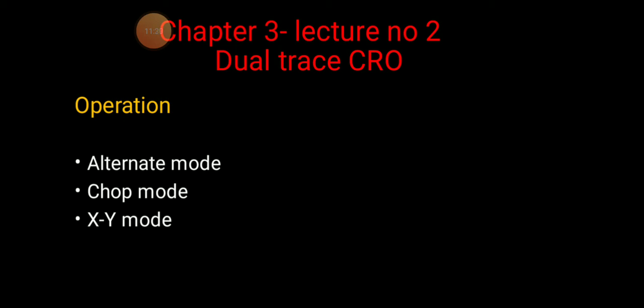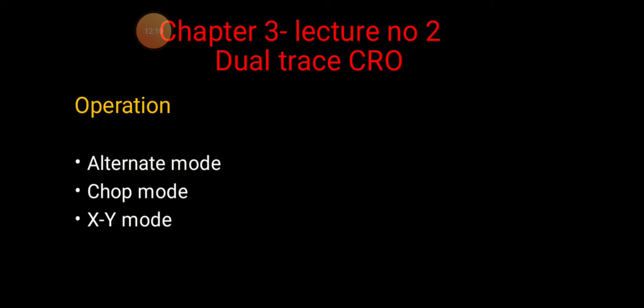Again, it consists of 3 modes. First one is the alternate mode, second one is the chop mode, third one is the XY mode. So what is dual trace mode? The name itself indicates that dual means 2. A single electron beam is used to display 2 traces. Dual means what? Only one electron beam, a single electron beam, is used to display 2 traces.